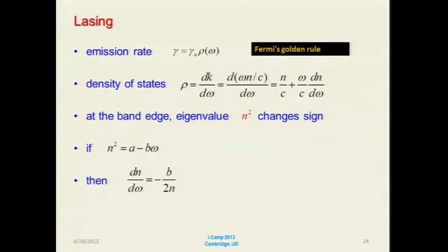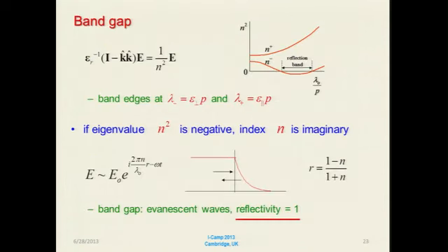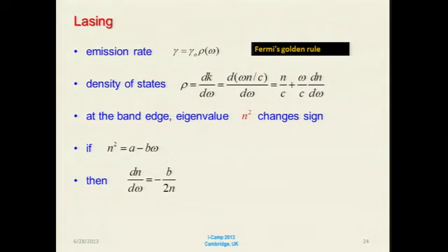Now, if you imagine that n squared becomes 0 somewhere, as in this picture I've showed you here, then it must have this form when it crosses 0. That means that the derivative will have a 1 over n term in it, and this thing blows up. So that means that at the band edges, there is a divergence in the density of states. So that's where all the photons want to go.